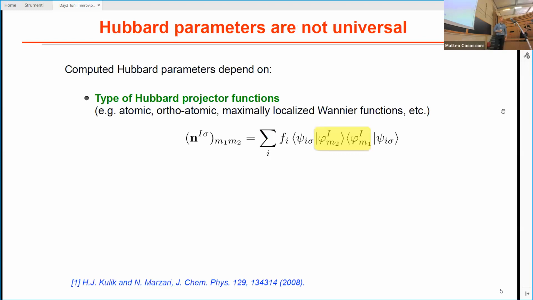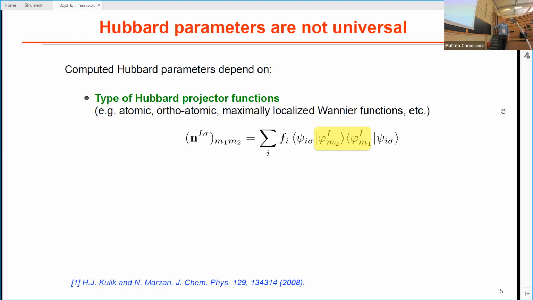All right, so very important slide. I think this is the most important, in my opinion. So Hubbard parameters are not universal. What does this mean? If you want to compute Hubbard parameters, they depend on many factors. One of them is the type of Hubbard projector functions that you choose. This is highlighted in yellow.